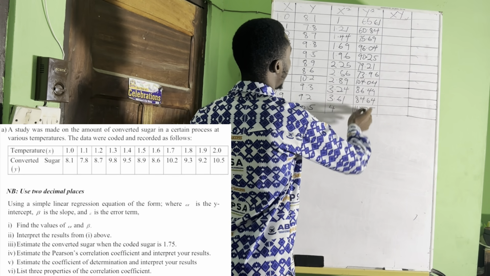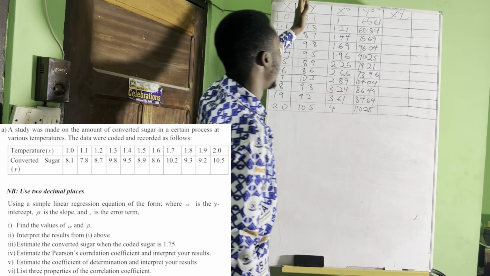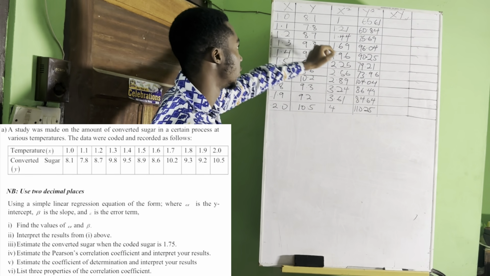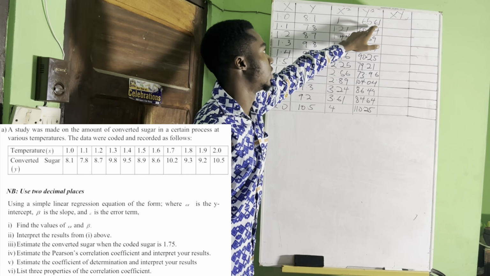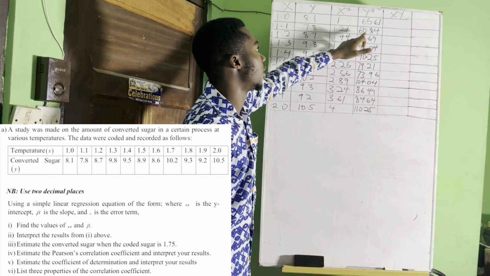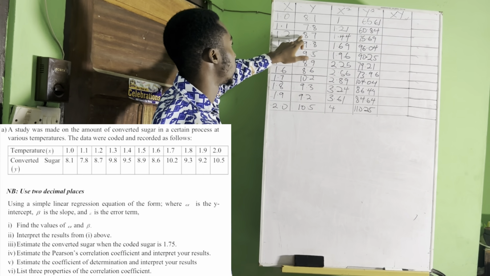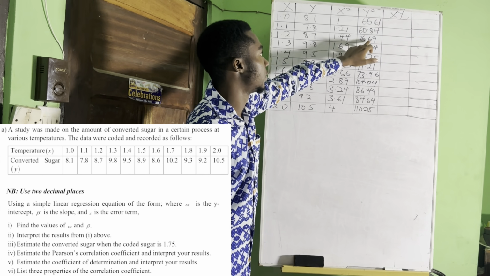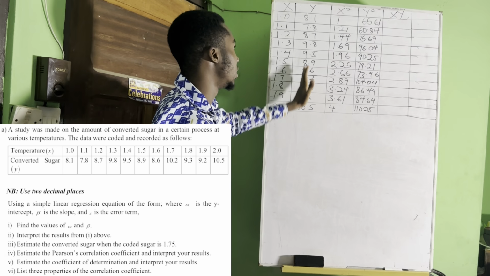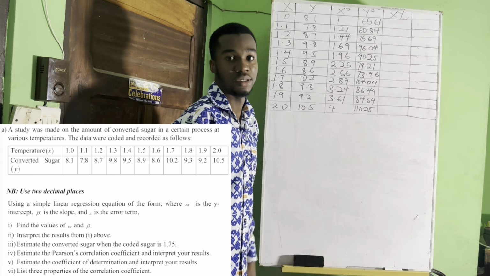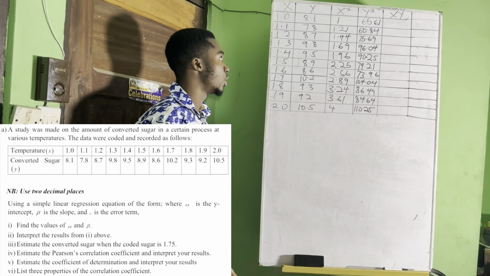So now we are done squaring the y values. What I just did with the y values here, I just squared them. So 8.1 squared, I got 65.61. 7.8 squared, I got 60.84. 8.7 squared, I got 75.69. So I just squared all these values, and what I got, I wrote it here. As simple as that. You get it.